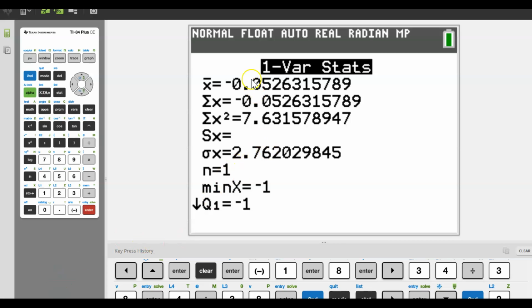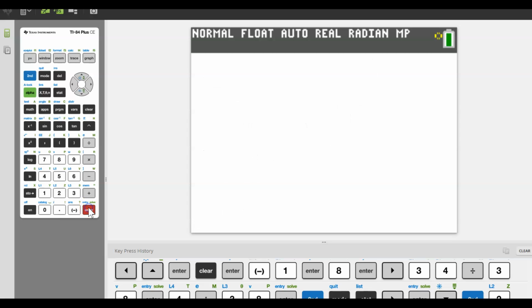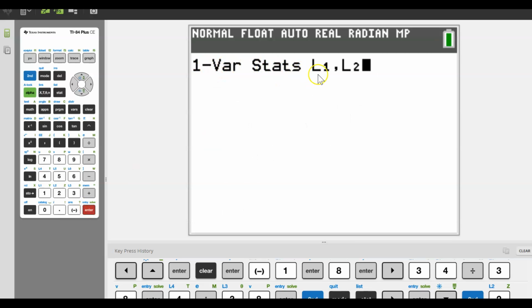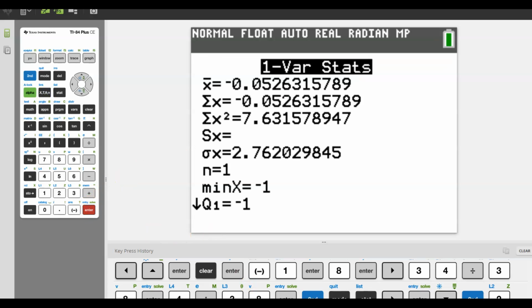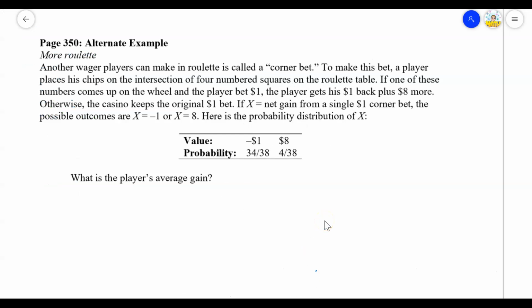So a couple things you have to be able to compute in this section are the mean of a random variable, which our calculator will do for us, which we also call the expected outcome, and then also the standard deviation, but our calculator does both of those for us. Now, if your setup didn't look like mine, you just want to make sure you type in 1 variable stats, L1, and then a comma and the L2, and that would indicate to your calculator that you have a distribution of a random variable. So this would be negative 0.05, right? 5 cents per play is what you're losing on average.